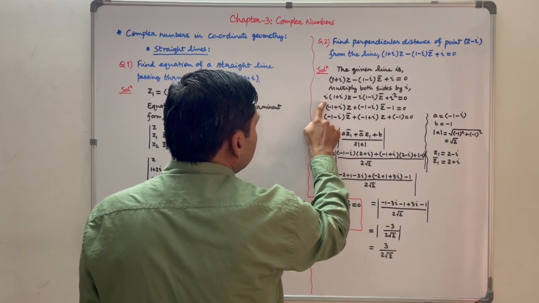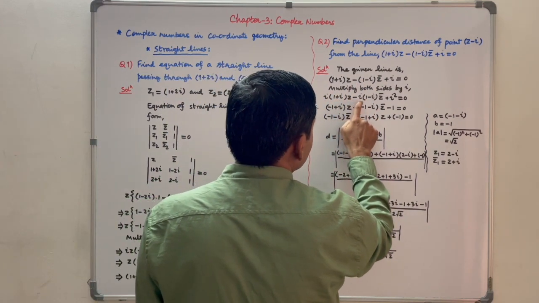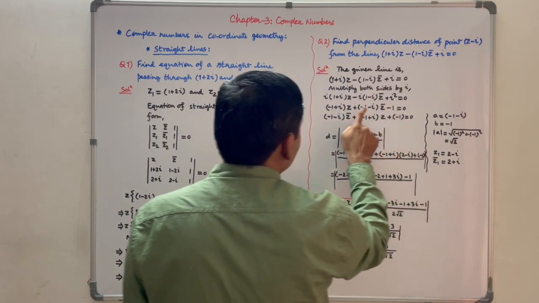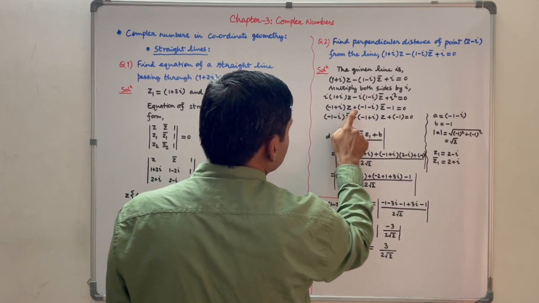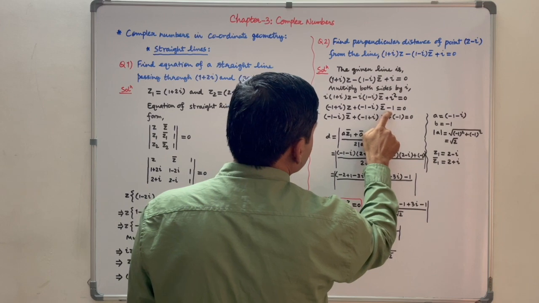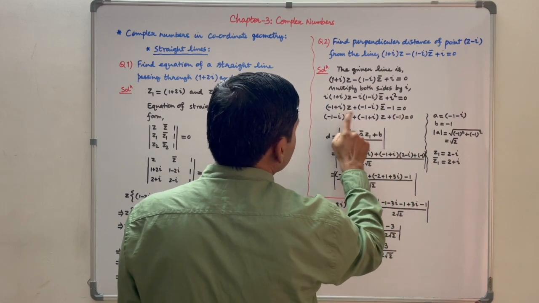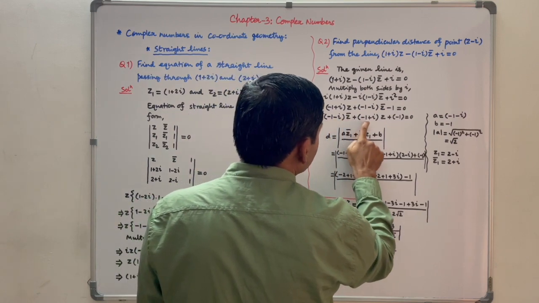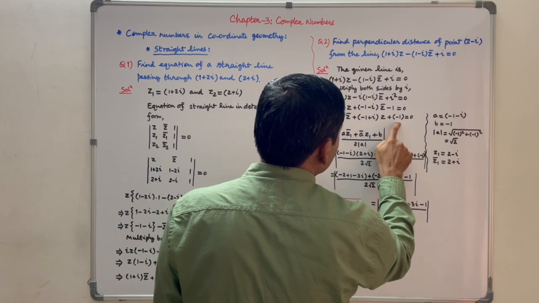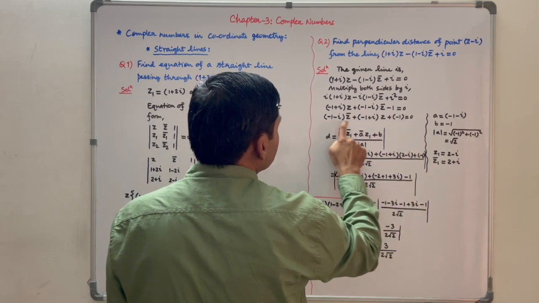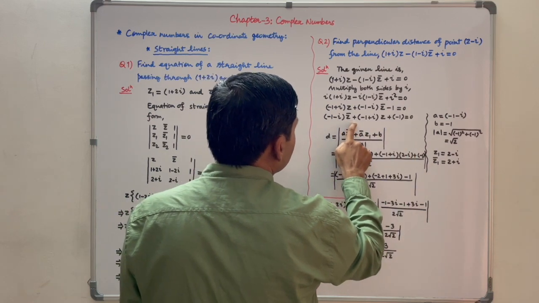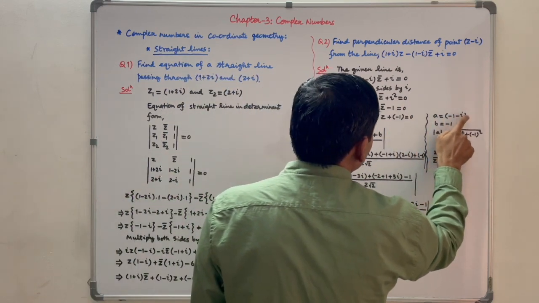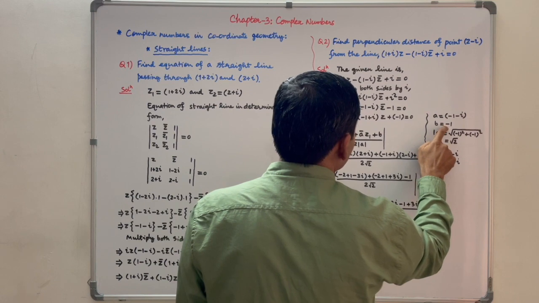So we will get i into (1 plus i) into z minus i into (1 minus i) into z bar plus i square is equal to 0, or (minus 1 plus i) into z plus (minus 1 minus i) into z bar minus 1 is equal to 0. We can rearrange the terms to get (minus 1 minus i) into z bar plus (minus 1 plus i) into z plus (minus 1) is equal to 0. Now this is in general form as a z bar plus a bar z plus b is equal to 0. Here a is equal to minus 1 minus i and b is equal to minus 1.